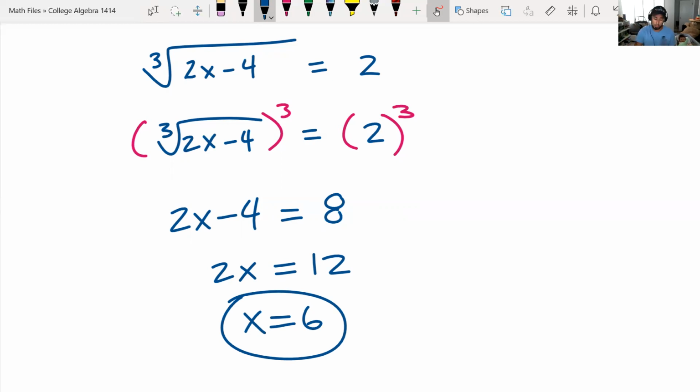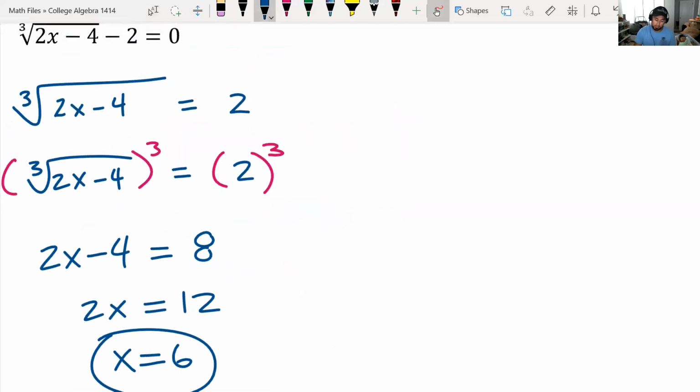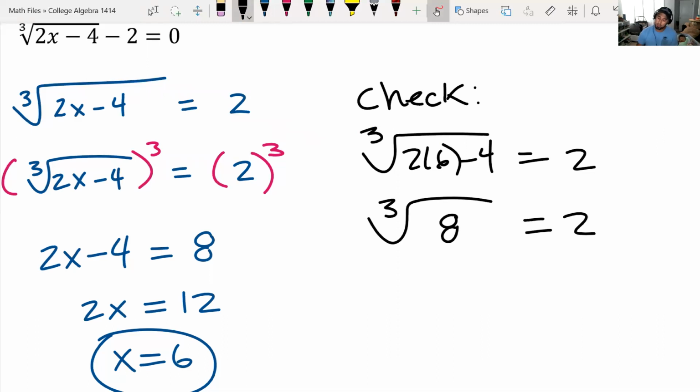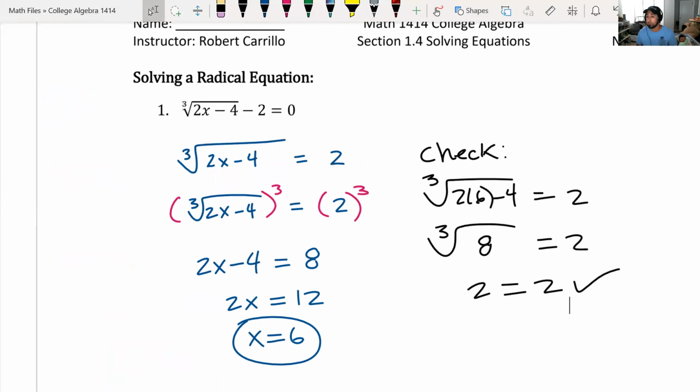And of course, you can always check your work by plugging it back in. Okay. So plug it in. The cube root of 2 times 6 minus 4 equal to 2 would give me the cube root of 12 minus 4, which is the cube root of 8, equal to 2. And that would give us 2 equals 2, which checks out. Okay. So there's our first one. Not bad, right?